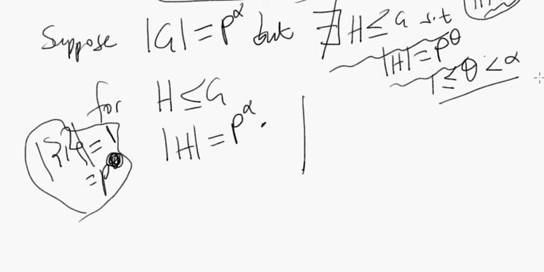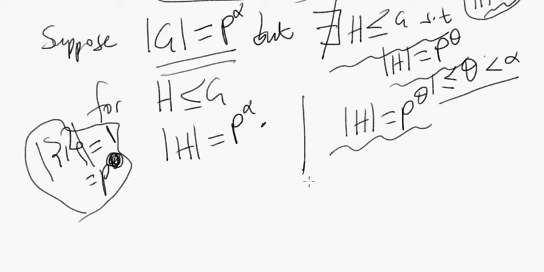So the question becomes, suppose that the order of G is p to the alpha, but such a H does not exist. That is, there does not exist a H such that order of H equals p to the theta, right? What would that mean? Non-identity H, of course. Actually, just a H, right? If there is no H such that order of H equals p to the theta, what does that leave us for possible values of the orders of H?